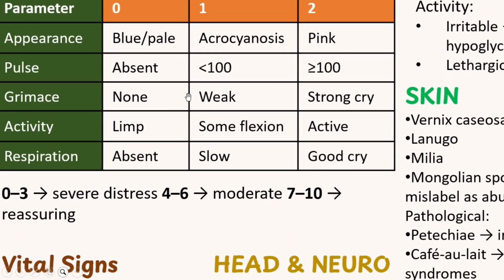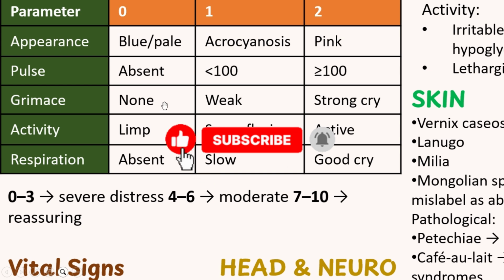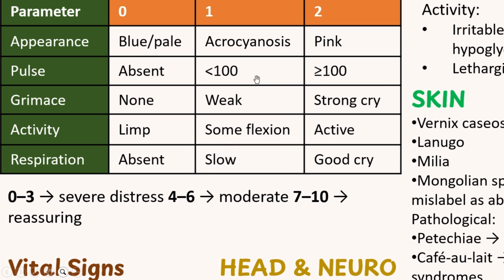Then we have the pulse. You want to determine, do they have a pulse present or absent? And if it's absent, that's a 0, obviously. And any pulse less than 100 in children is a sign that things are not going well. And when we're doing resuscitation, whenever the pulse goes below 100, we want to initiate resuscitation, because whenever a baby is having issues with their breathing and everything, the heart is going to slow down. And if the heart rate is greater than 100, then you want to score them at 2.